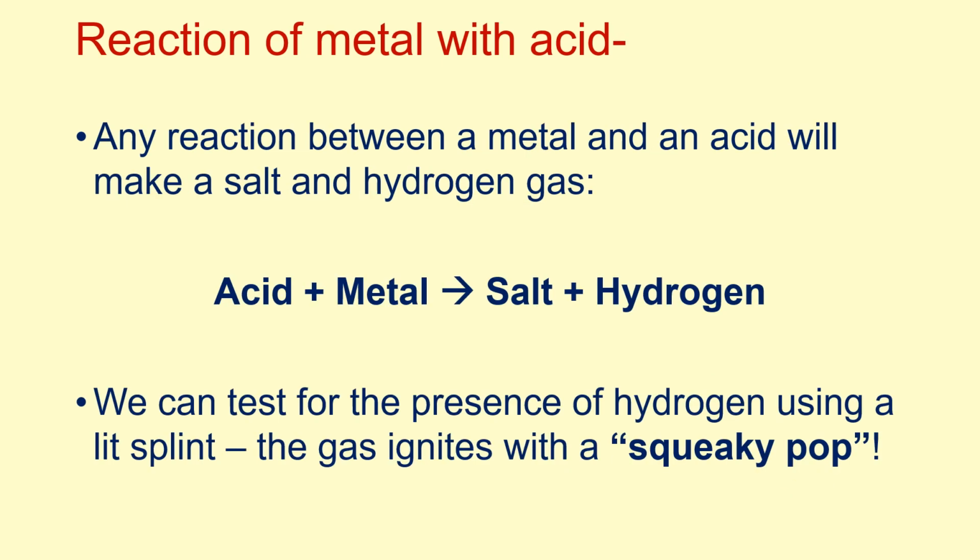So there is a standard equation which is acid plus metal makes salt plus hydrogen, which you need to remember from KS3 and 4, and which comes up at GCSE. And how do you know if hydrogen gas is being produced? You get a lit splint in the test tube that has hydrogen, and it will make a squeaky pop noise.